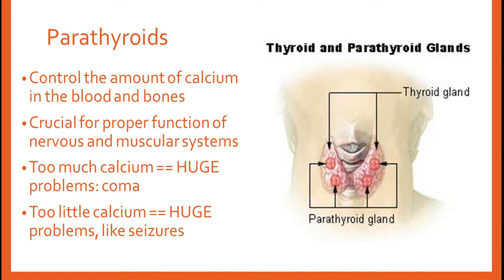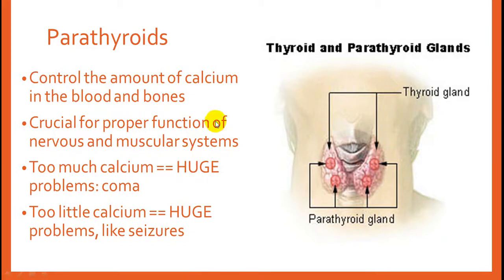The parathyroids are actually embedded into the thyroid gland. There are 4 of them. And if somebody needs to have their thyroid removed, they do go in there and take the parathyroids out and leave those in the body. Okay, so they don't remove those along with the thyroid. But they control calcium in the blood and the bones. They're crucial for a proper function of the nervous and muscular system.